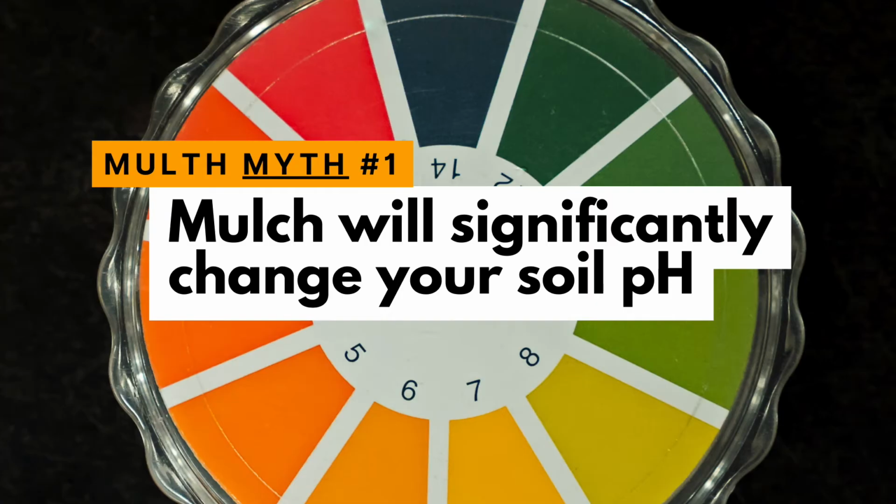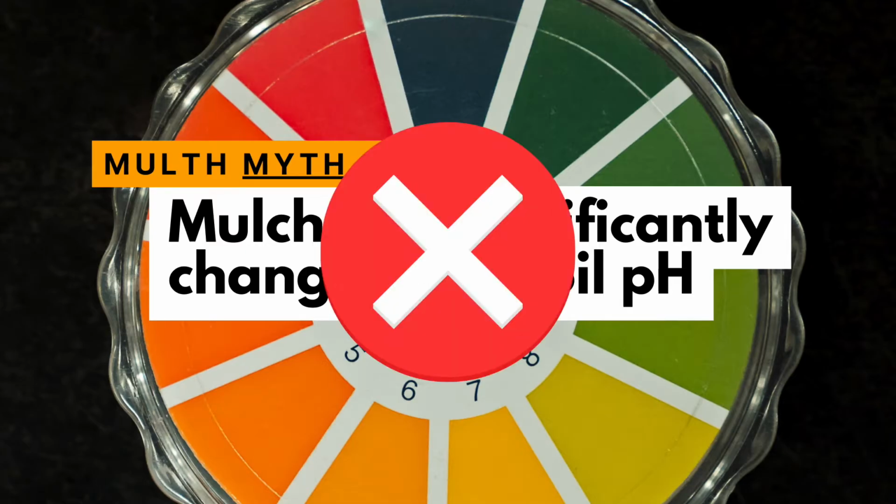Now let's talk about 3 quick mulch myths. And myth number 1 is regarding soil pH and mulch. Will mulch change your soil pH? This is a myth. pH is very important, of course, to gardening and plant selection.